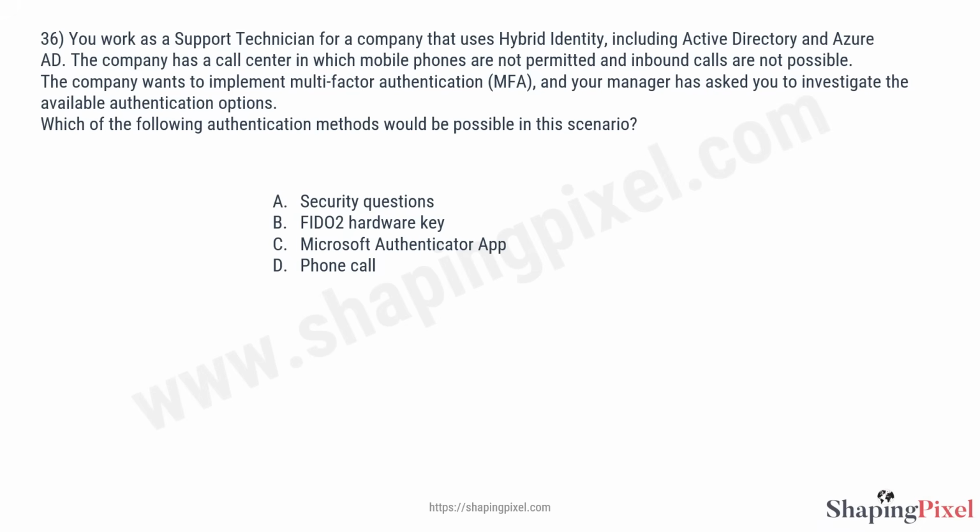And we have the following four options. Security questions, FIDO2 hardware key, Microsoft Authenticator app, phone call. So the right answer here is option B, FIDO2 hardware key.